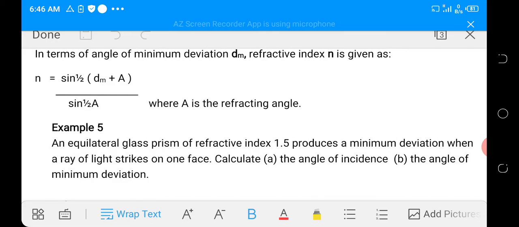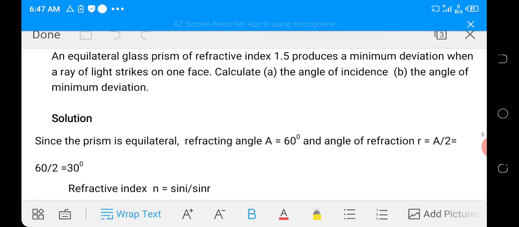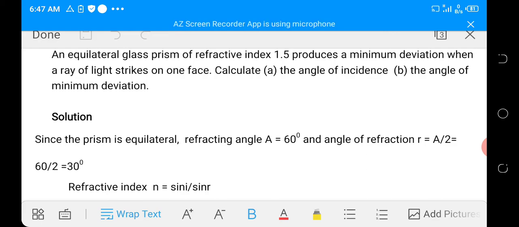It is about an equilateral triangular prism of refractive index 1.5. So we have to calculate the angle of incidence and the angle of minimum deviation if the refractive index of that glass is 1.5. Being an equilateral triangular glass prism, the refracting angle is going to be 60 degrees. Then the refractive index is given, so we have to find the angle of incidence from the fact that A is equal to 2r. So we can get the angle of refraction by dividing A by 2 to give us 30 degrees.